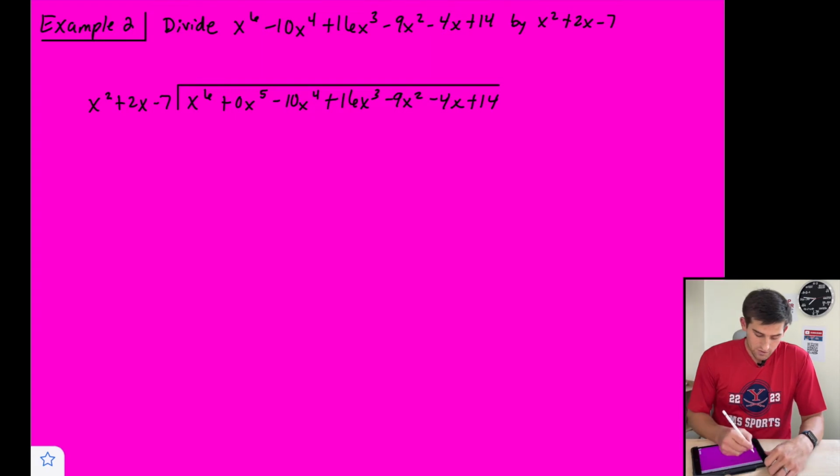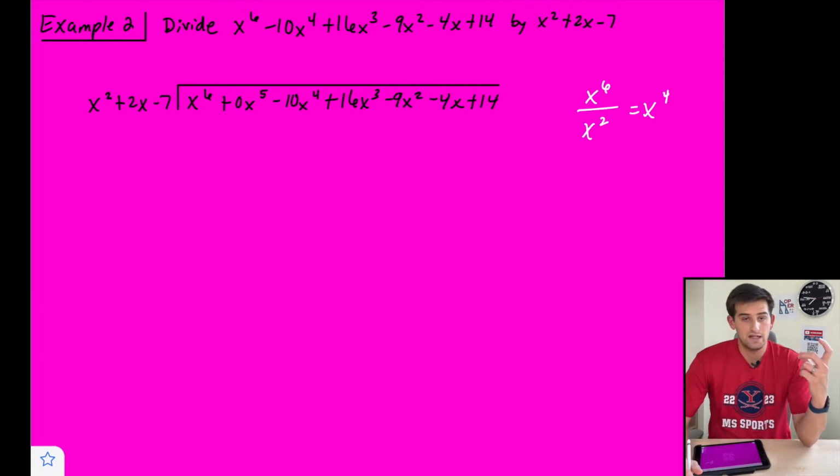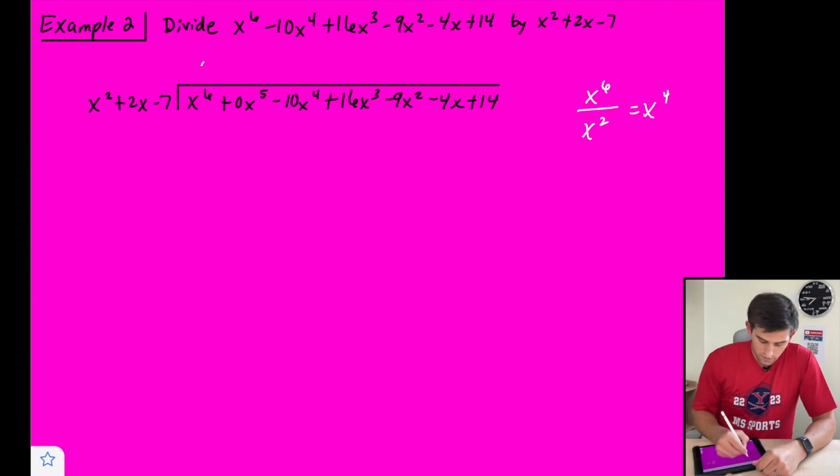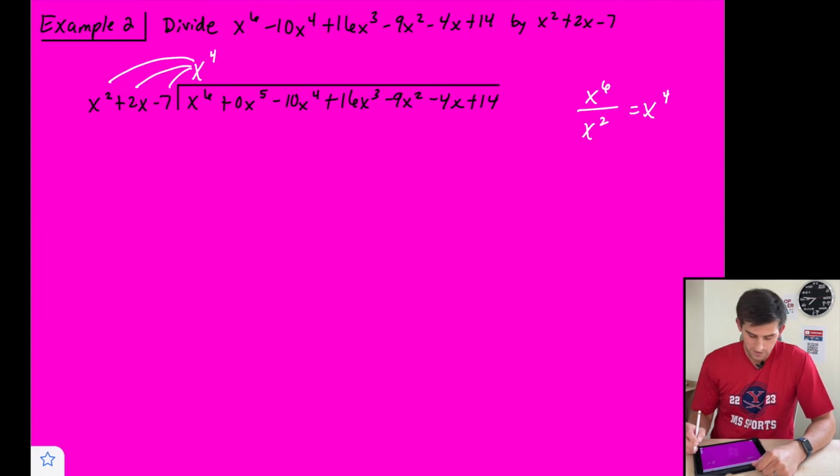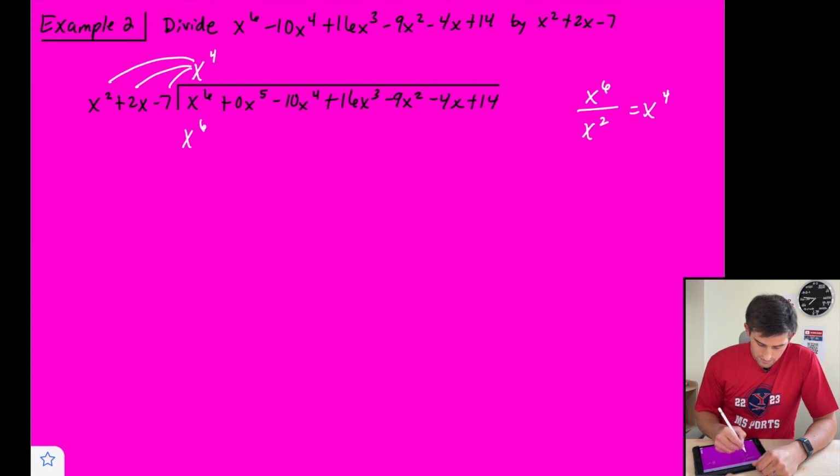So once again, we're going to focus on this first term, and we're going to say how many times would x squared go into x to the 6th. So once again, we could just make a little note over here, and this would be x to the 4th. Okay, so we're basically applying an exponent rule here, where if we have the same base and we're dividing, we can subtract those exponents. So we're going to put x to the 4th right here, and now once again, we're going to multiply x to the 4th by all three of our terms on the outside. So this gives us x to the 6th plus 2x to the 5th, and then we have minus 7x to the 4th. Okay, so now we're going to subtract our terms here.